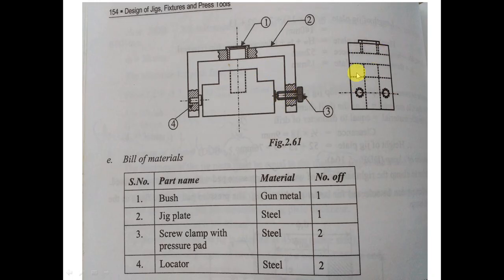So as you can see, this is another view. The side view tells you very clearly. So these two mini circles might represent either the screw clamp with a pressure pad or the two locators. So this is the jig body, this is the drill bush.